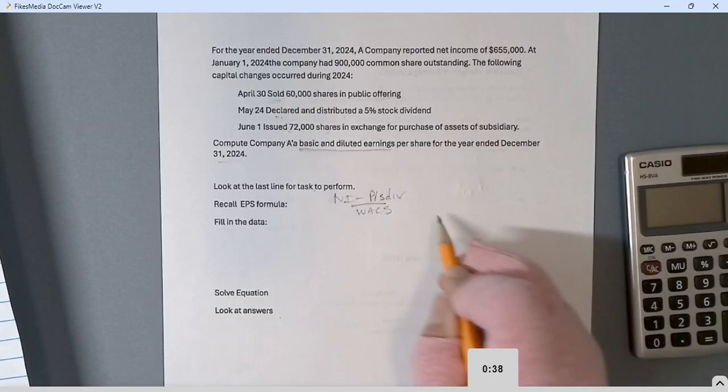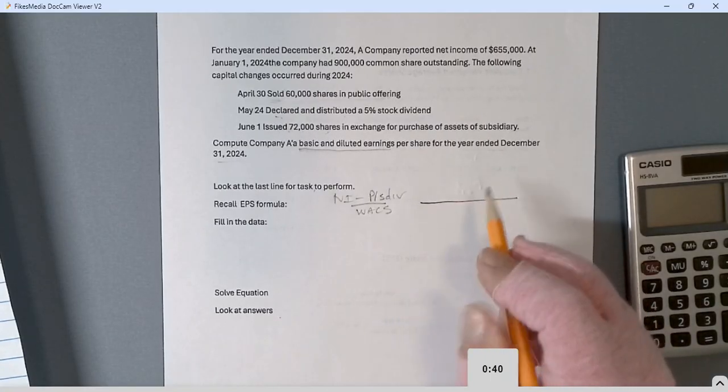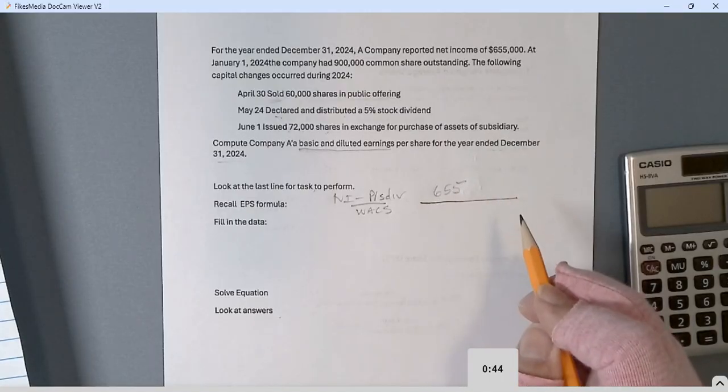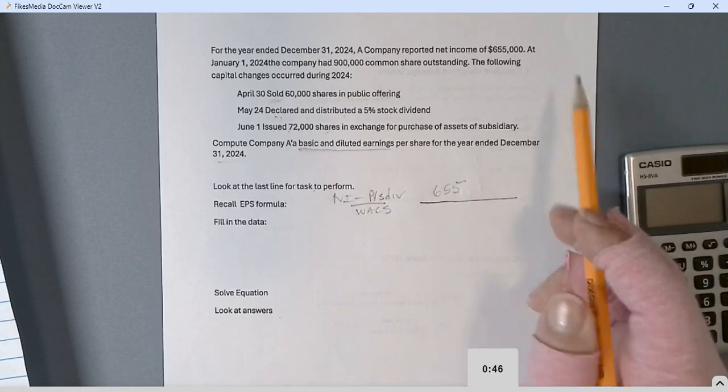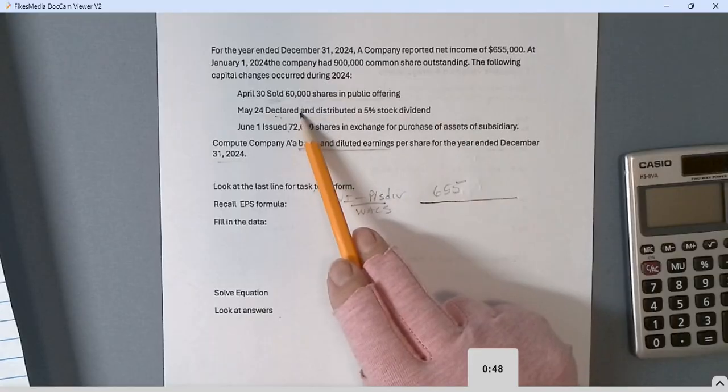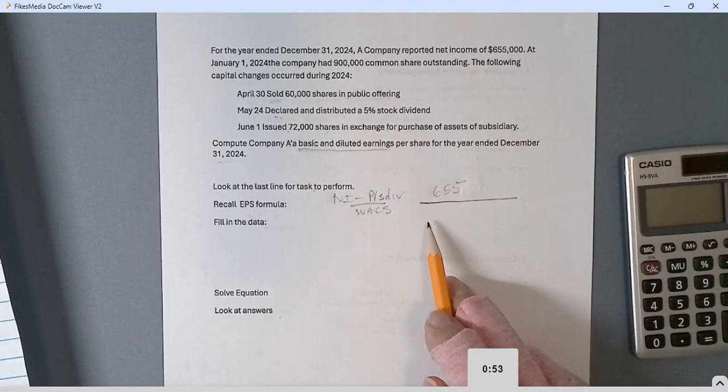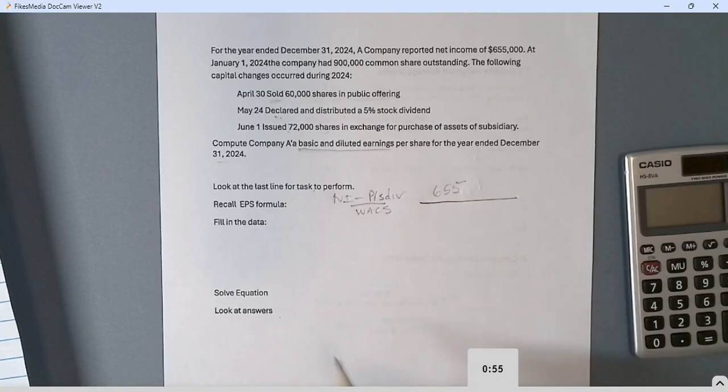Fill in the data. My net income is 655 million. I'm going to truncate that. And I have no preferred stock dividends. Okay, so I have none. So now I need to do the weighted average common shares formula.